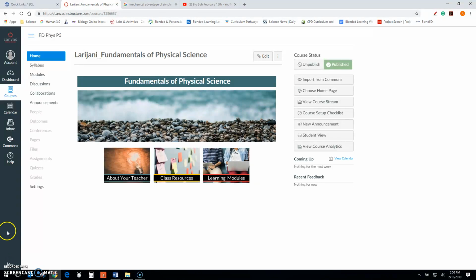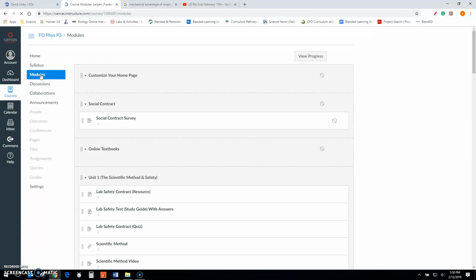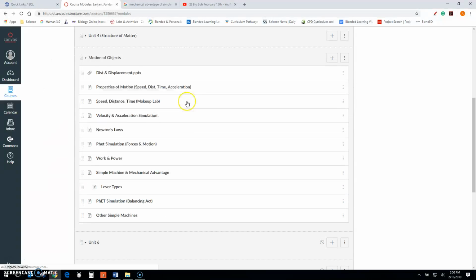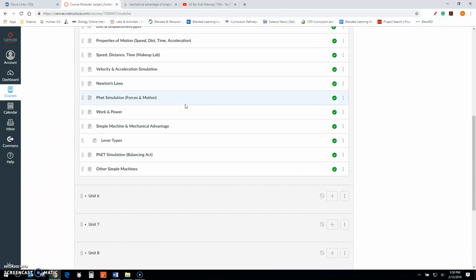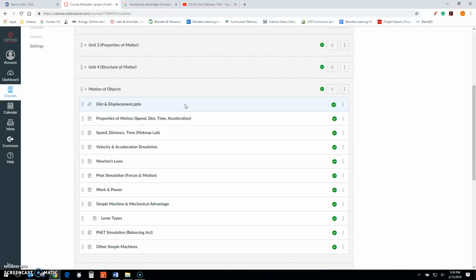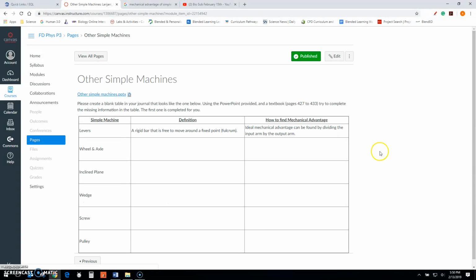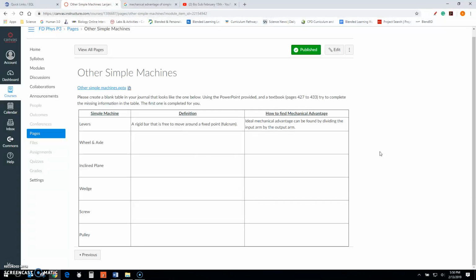If you were to go to the module section, you guys are all familiar with where that is, and scroll down. Again, my screen's going to look a little bit different than yours because I have the teacher view and some things hidden, but at the very bottom of our current unit that we've been on, motion of objects, there's something called other simple machines. I'd like you to open up that link in modules, and you're going to see a little data table here.